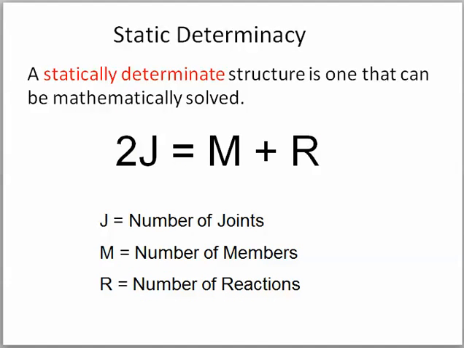Static determinacy. A statically determinate structure is one that can be mathematically solved. This tells us if it's statically determinate. J stands for the number of joints, M for the number of members, and R for the number of reactions. So that's going to be an important calculation that we're going to keep coming back to.